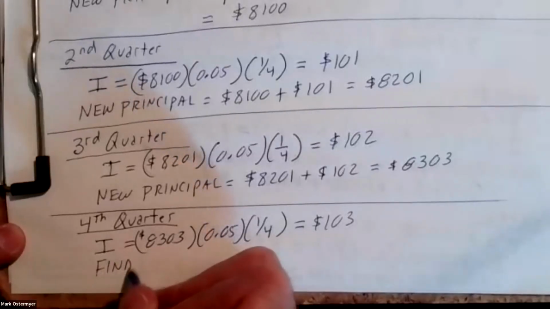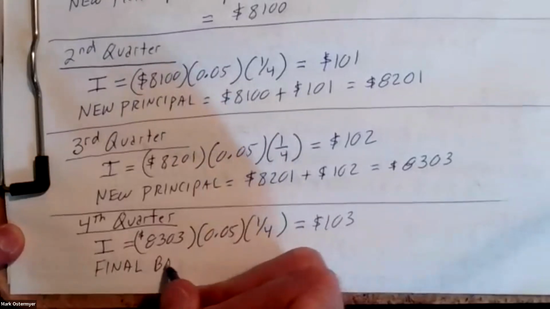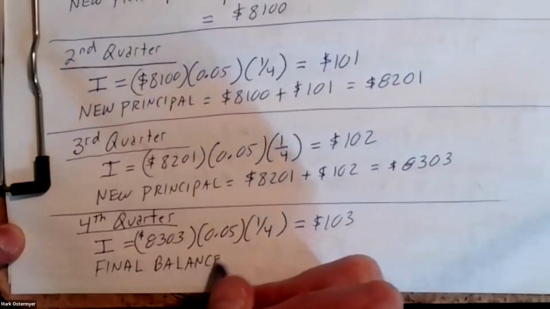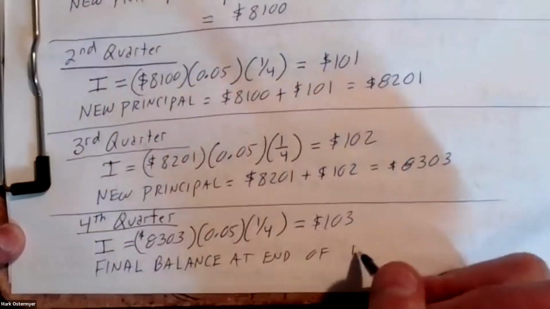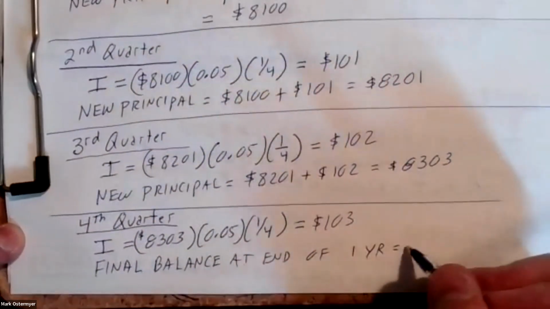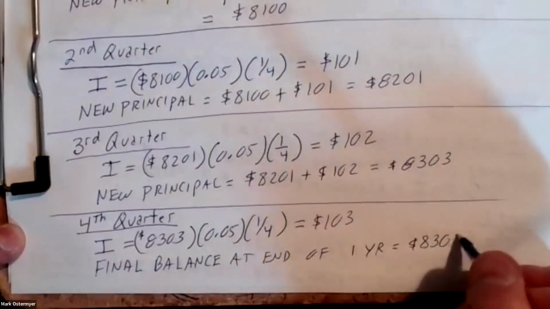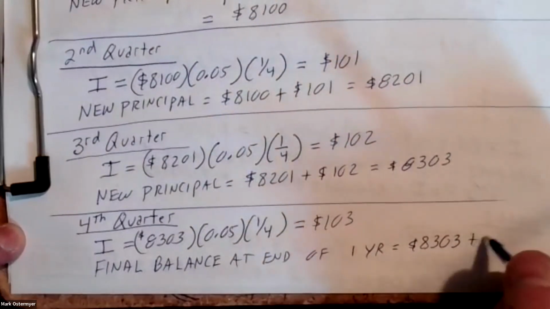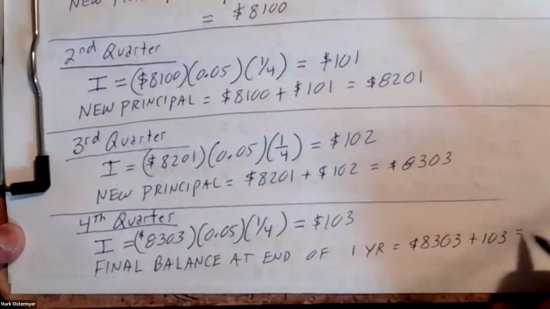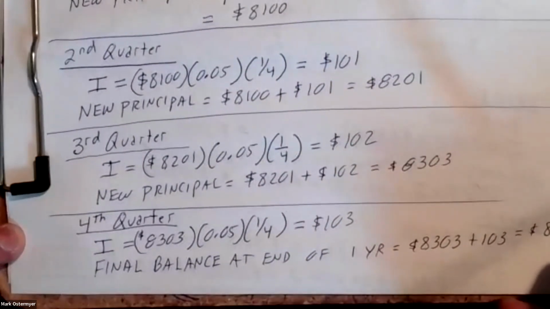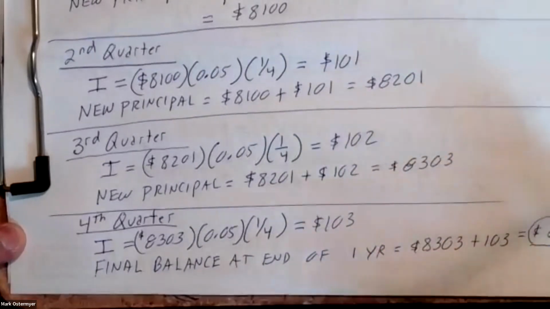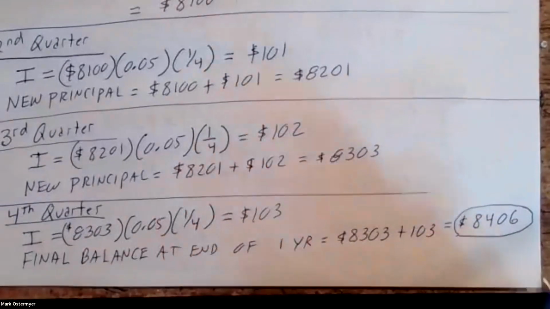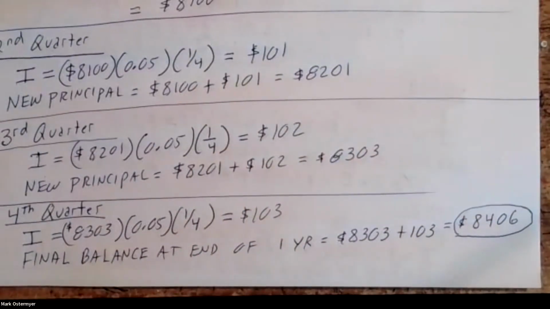Finally, what's going to be the final balance in our account at the end of 1 year? At the end of the fourth quarter is at the end of 1 year. At the end of 1 year, we would have how much in our account? Well, the old principal is 8303 plus $103 more. That's going to be what, 8406? That, ladies and gentlemen, is the amount of money you'll have in your account at the end of 1 year if your interest is compounded quarterly at 5%.